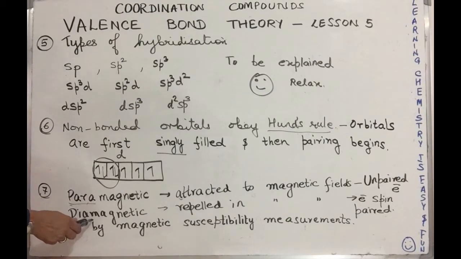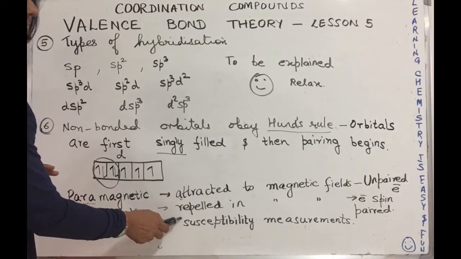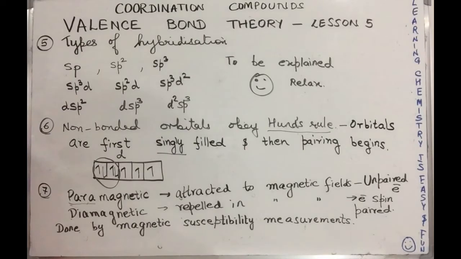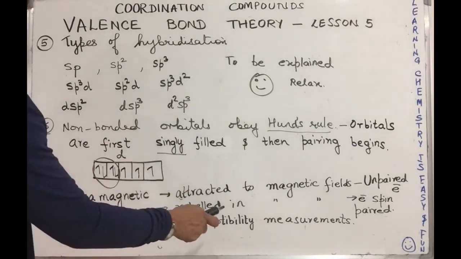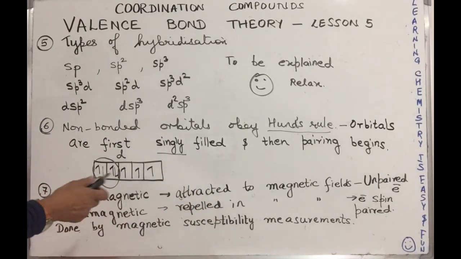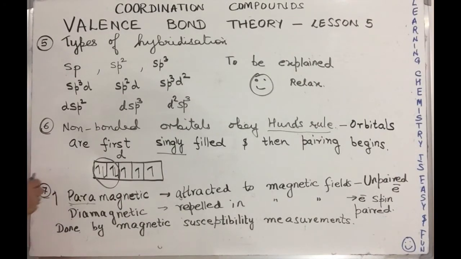Diamagnetic, on the other hand, are repelled in a magnetic field because there are no unpaired electrons to interact with the external magnetic field. So, paramagnetic situation will be something like this. Diamagnetic situation on the other hand would be something like this.